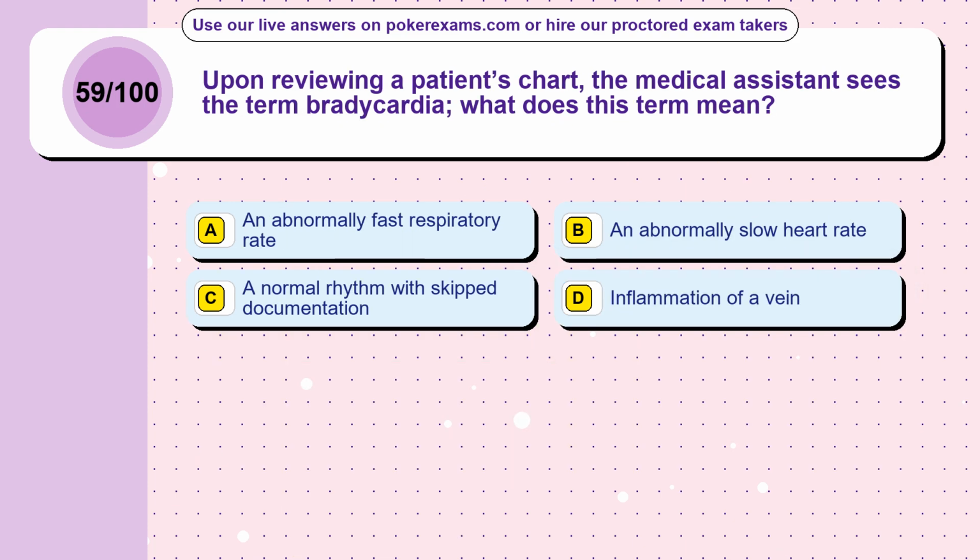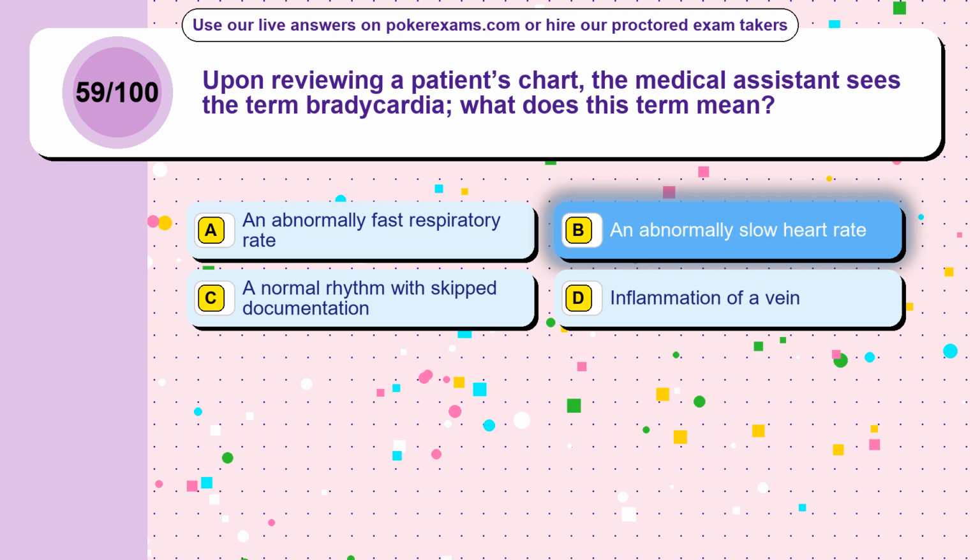Question 59. Upon reviewing a patient's chart, the medical assistant sees the term bradycardia. What does this term mean? Option A. An abnormally fast respiratory rate. Option B. An abnormally slow heart rate. Option C. A normal rhythm with skipped documentation. Option D. Inflammation of a vein.